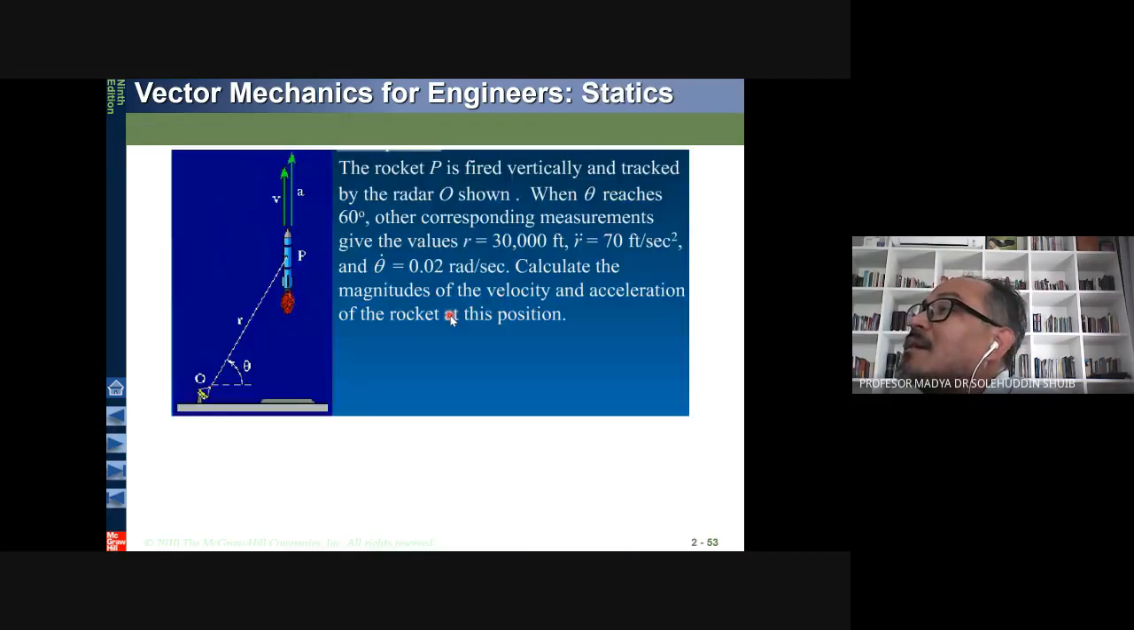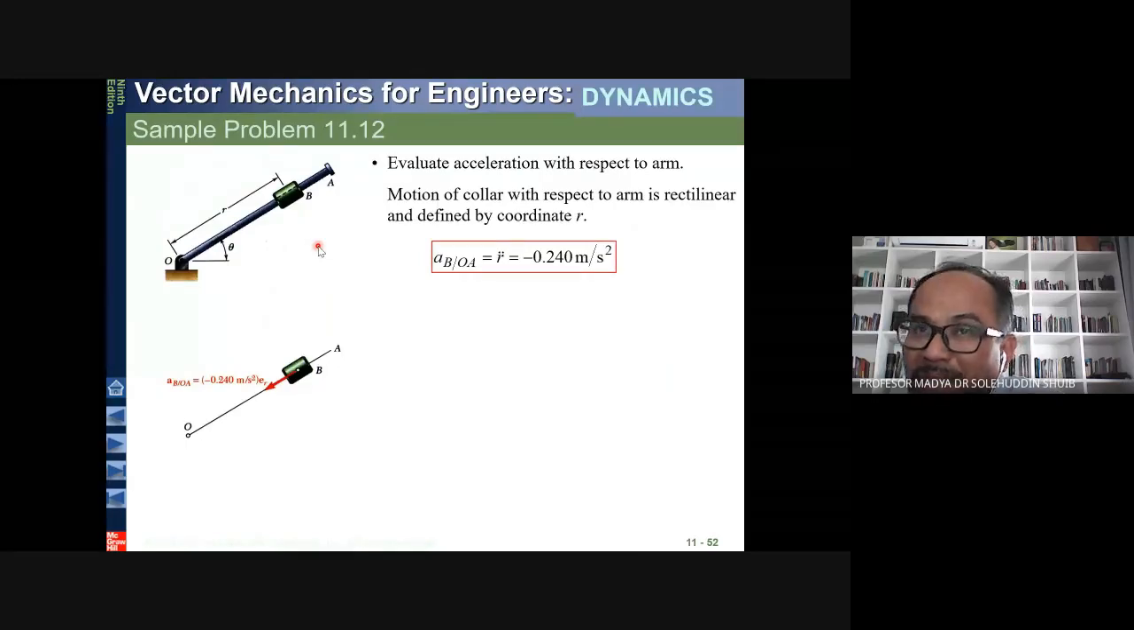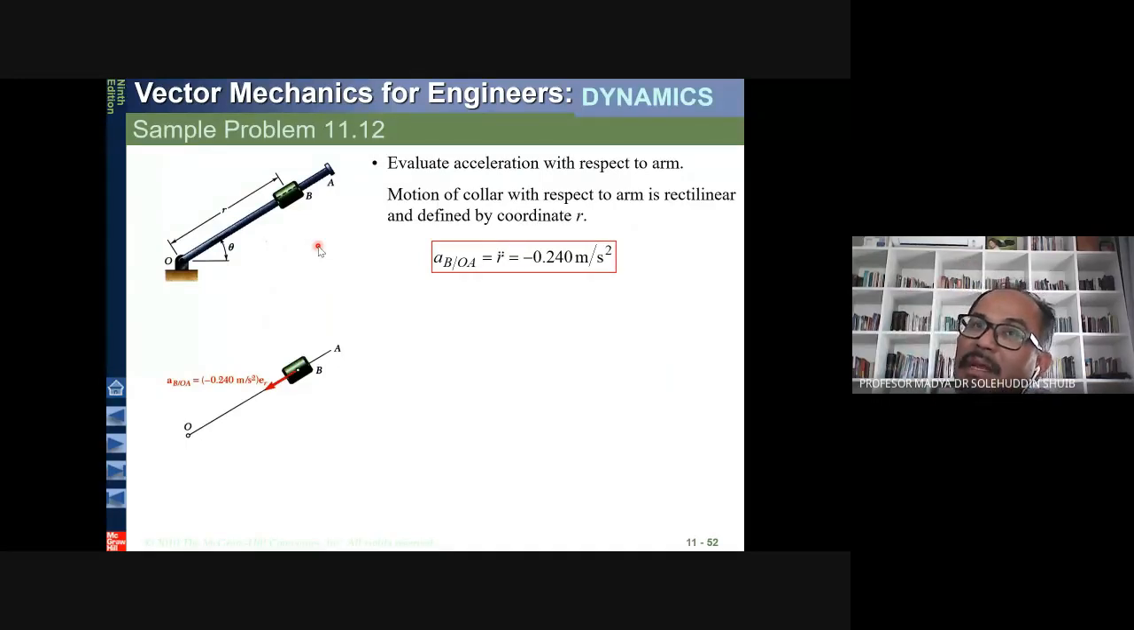If you would like the detailed solution of this one, you have to refer to the textbook. Go to the library, or you can download the PDF of the Beer and Johnston book online, and go through this example carefully step by step.